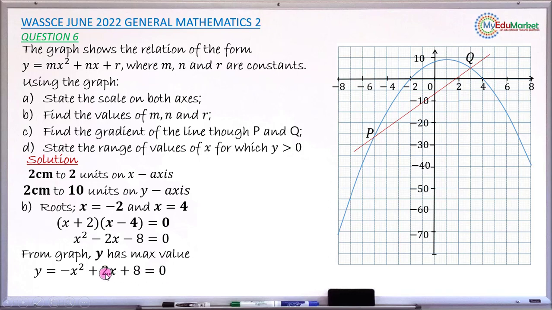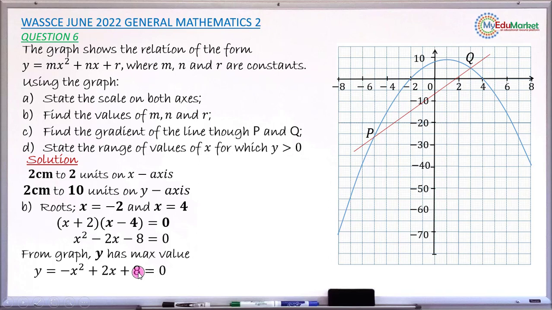So this is the quadratic equation that, if you draw it, will give you this curve. You can now take this and compare it with what is given, y equals mx squared plus nx plus r. That will enable you to know what m is, the coefficient of x squared, what n is, the coefficient of x, and what r is, the constant number.